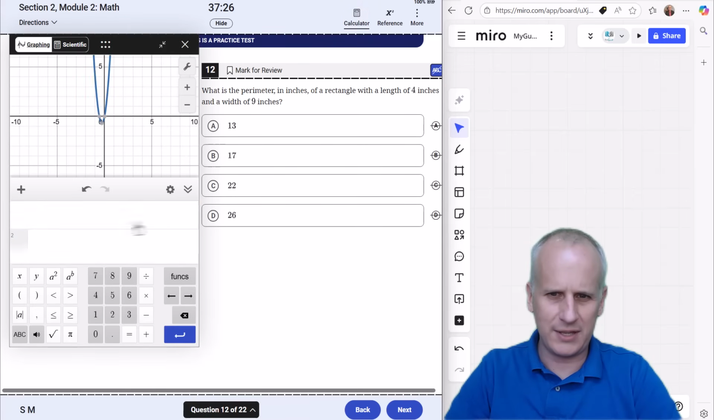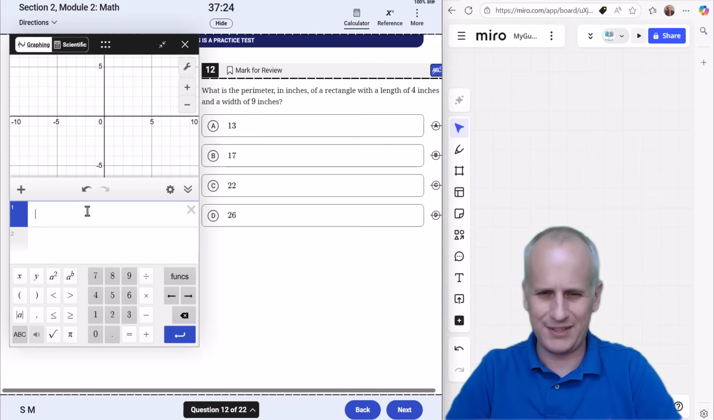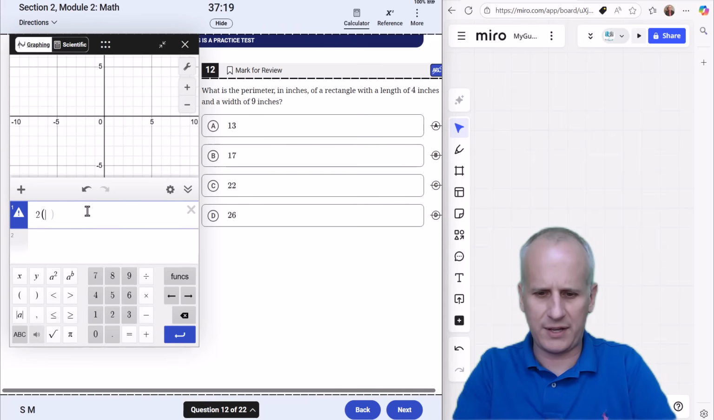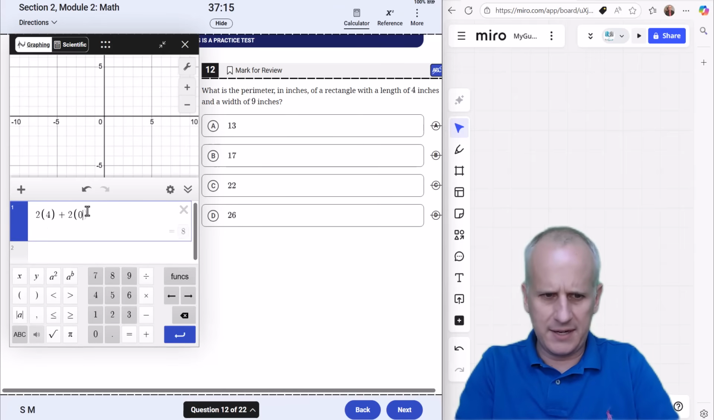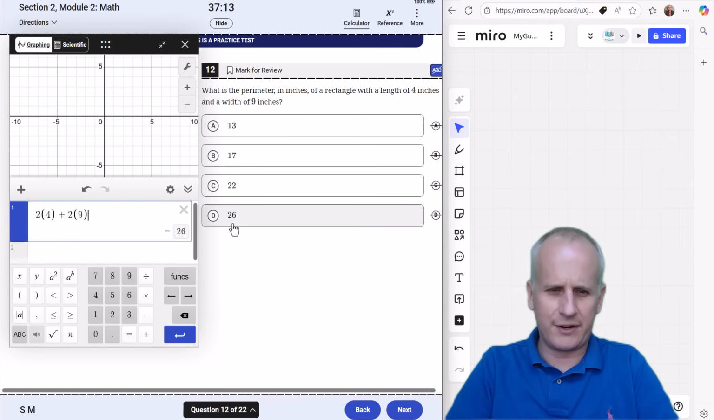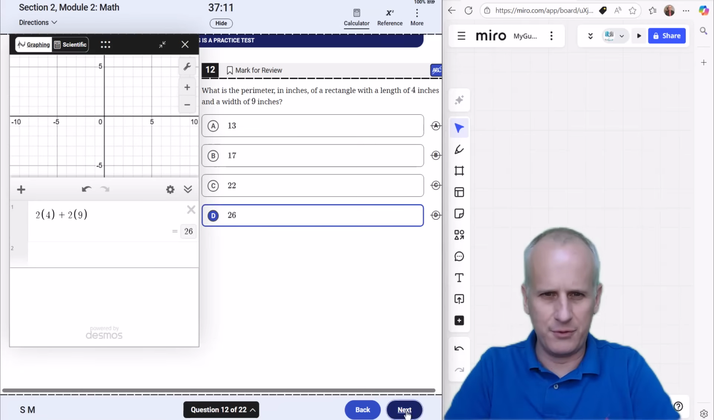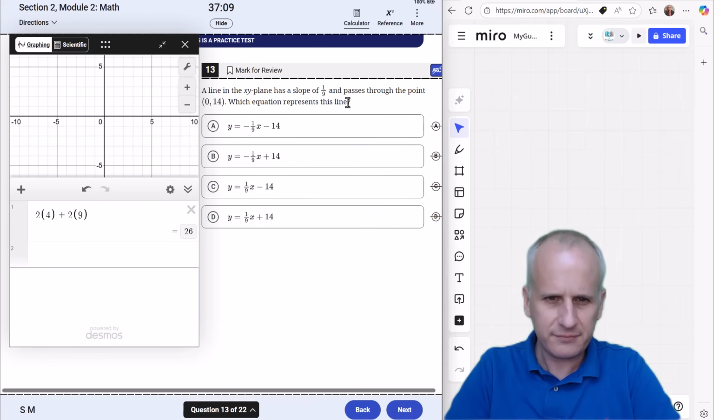So let's just use the calculator here, because we could certainly just put this straight into that calculator to avoid bringing it onto the scratch work. So we've got 2 times 4 plus 2 times 9. And there's our answer of 26, and we can just move straight on from number 12.